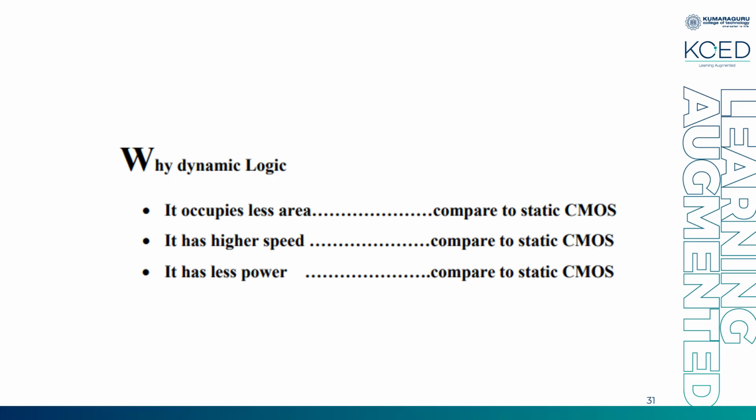And you have less power also, because in case of static CMOS, static power consumption is one of the major drawbacks. That is, you have a path from supply to ground. Even after you have forced your inputs, you will have a time period where power will be wasted through the path from VDD to ground. That will not happen over here.